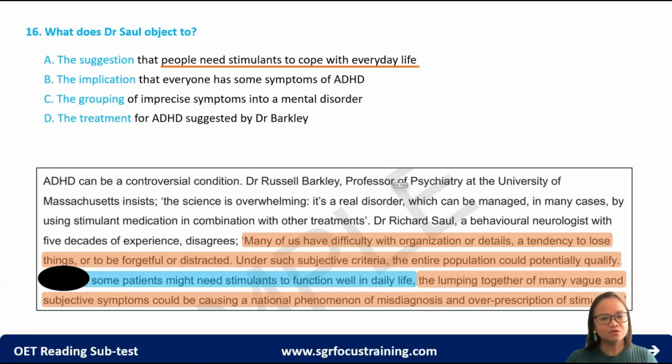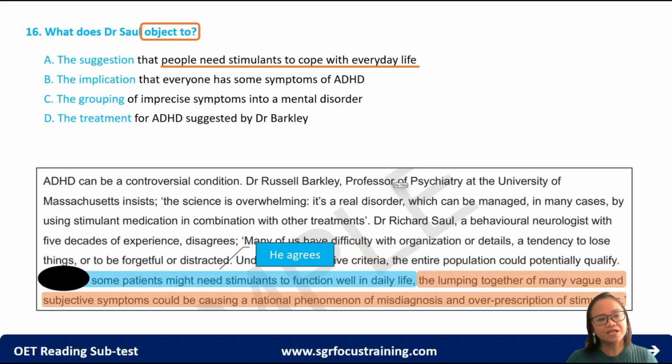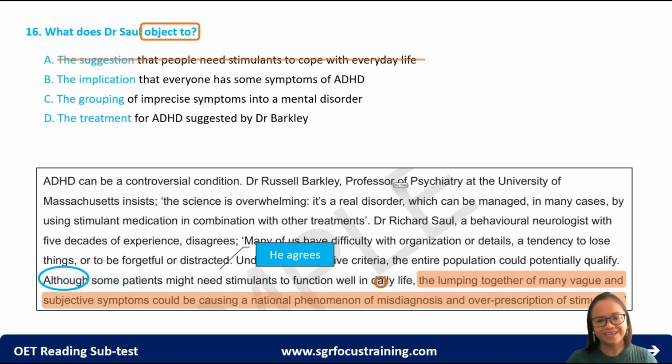So the opinion states, some patients might need stimulants to function well in daily life. Well, what's the opinion of Dr. Soul in here about stimulants? It said he agrees. He knows that some patients might need them. So, if he agrees that stimulants are needed or could be needed to function well in daily life, then that is not the same as what we are looking for. Because remember, we are looking for something that he objects to. So if they are different, that means that letter A is wrong. Because he agrees with this, we're not looking for that. We're looking for something he disagrees with. And the disagreement will be on the second opinion.